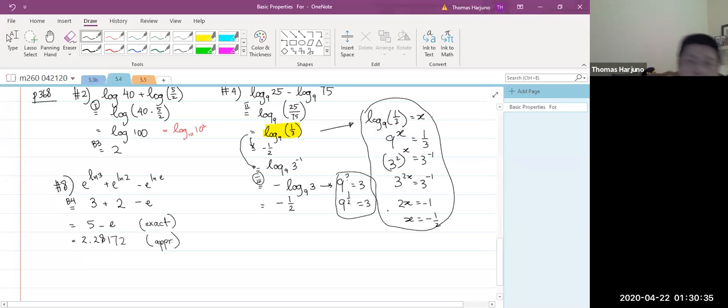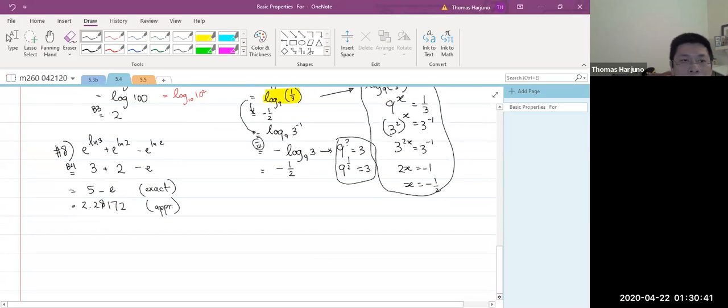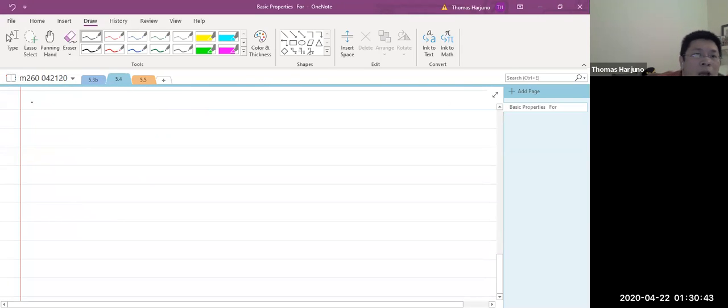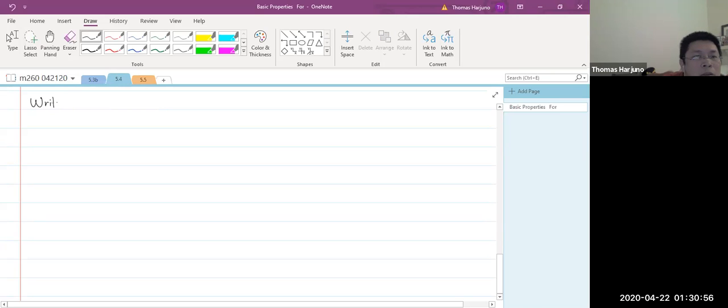Let's go on, still in the same section, but we will apply the properties even further now. Write as a single log.